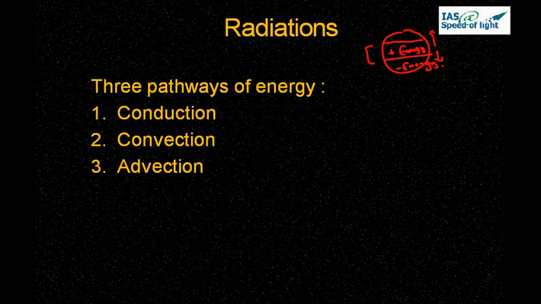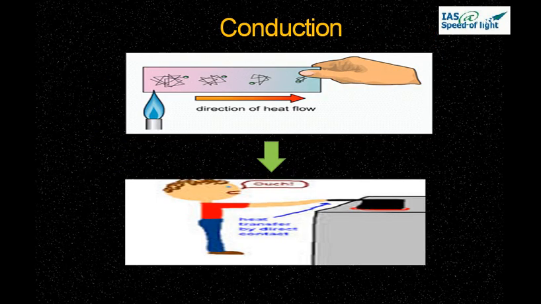Before we go to that, we have to study the three pathways of energy, that is, the three ways by which energy will travel. First is conduction, which is the linear motion of energy. Convection, which is the vertical motion of energy, and advection, which is the horizontal motion of energy. Now, starting with conduction is relatively simple.